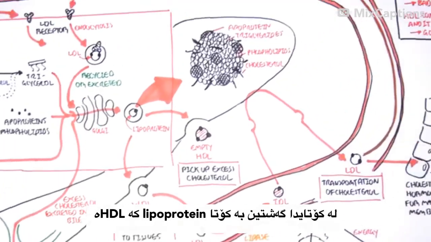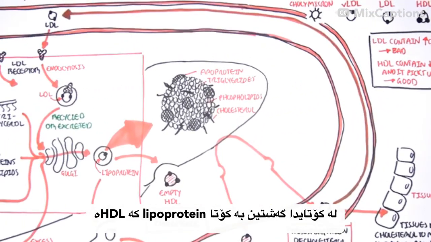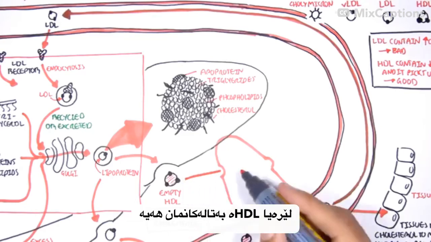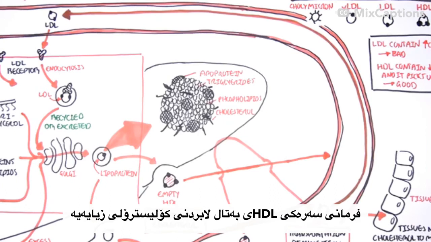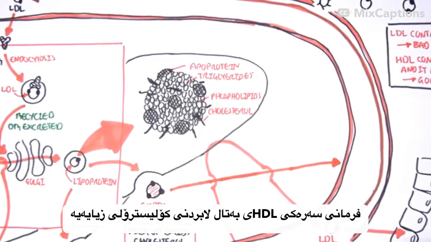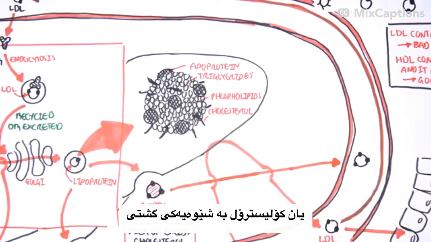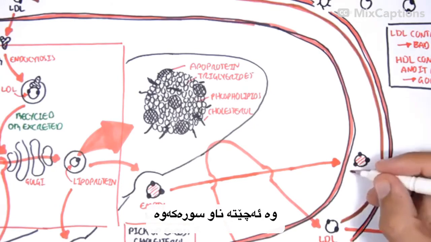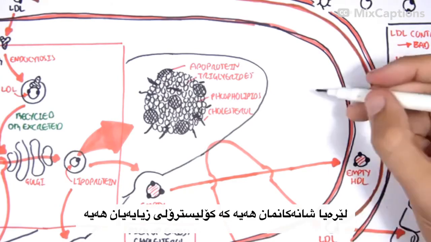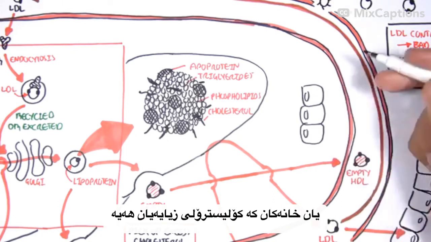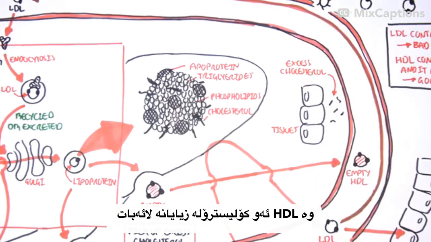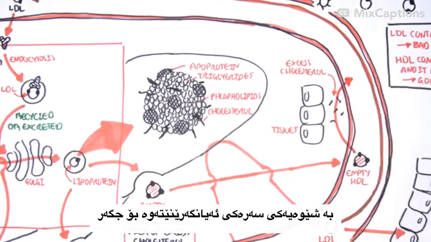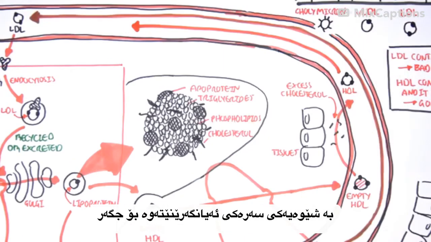Now finally, we go to our last lipoprotein, which is the HDL. Here we have the empty HDL. The empty HDL's main function is to pick up excess cholesterol, or cholesterol in general. So it enters the circulation, and here we have tissues or cells that have excess cholesterol. The HDL will pick up this excess cholesterol and return it to the liver.